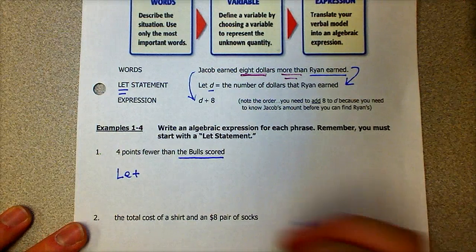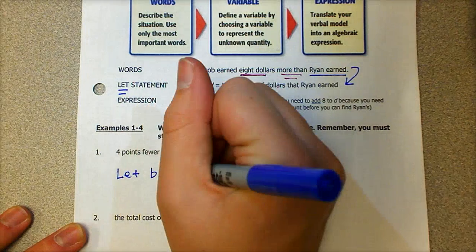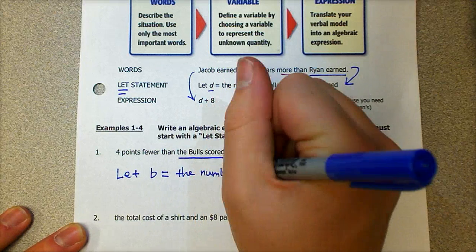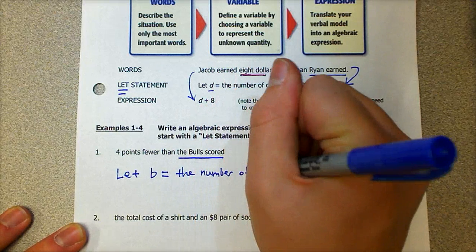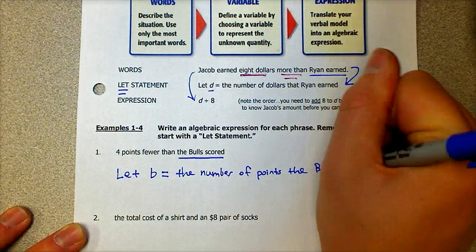So let's let B equal the number of points the Bulls scored.